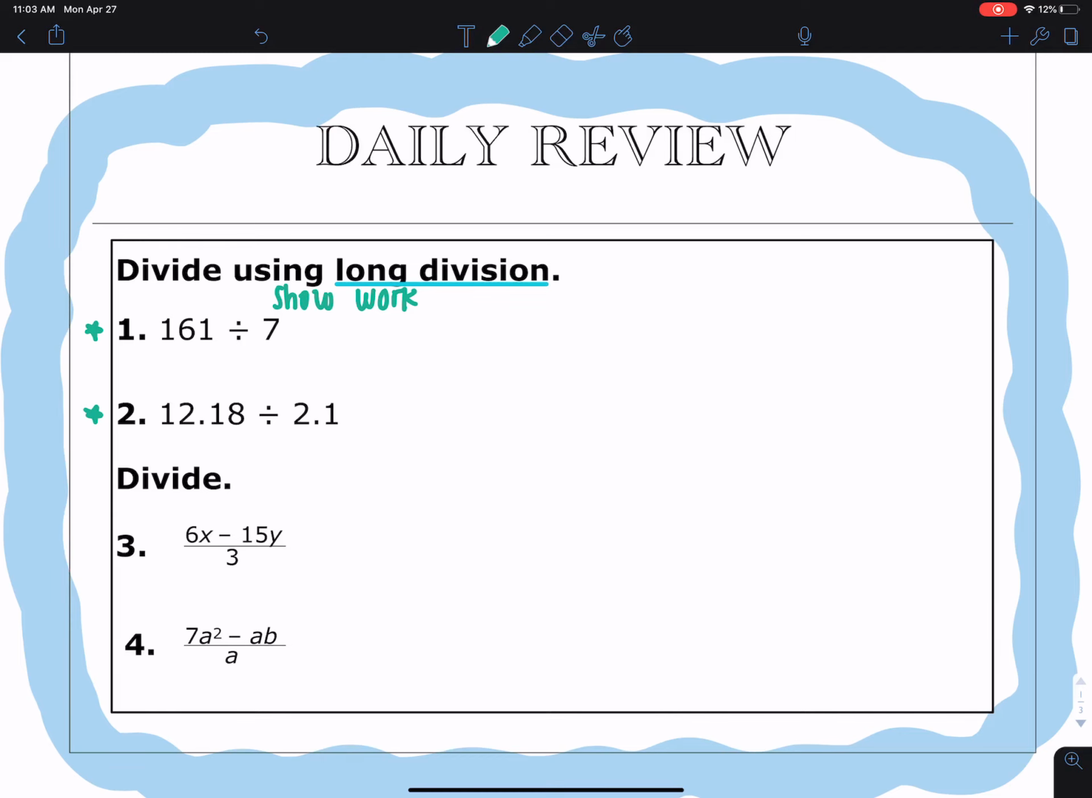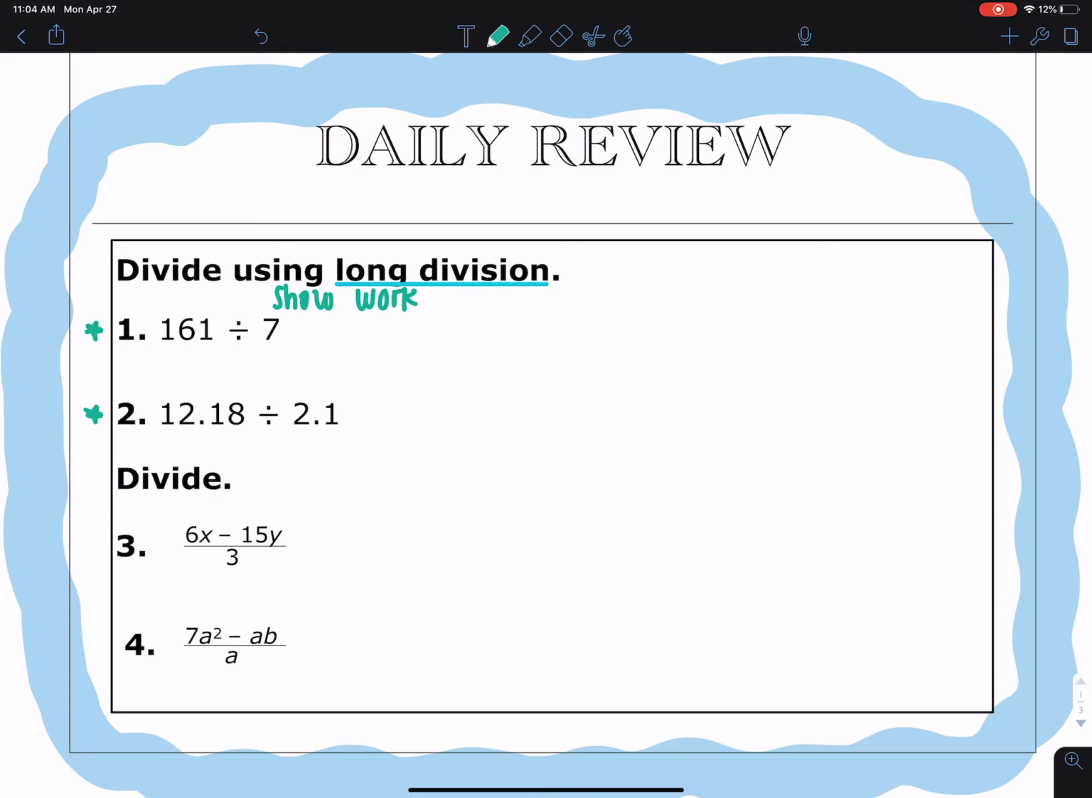Okay, so we started with addition, subtraction, and multiplication of polynomials. And now we're going to get into division. So this week we're going to do two different methods of division. The first one is long division, and then the second one's going to be synthetic division. Synthetic division doesn't always work, which is why it's important to know how to use long division.